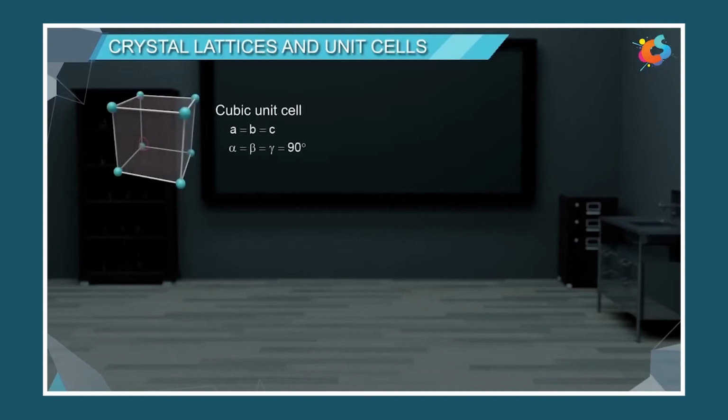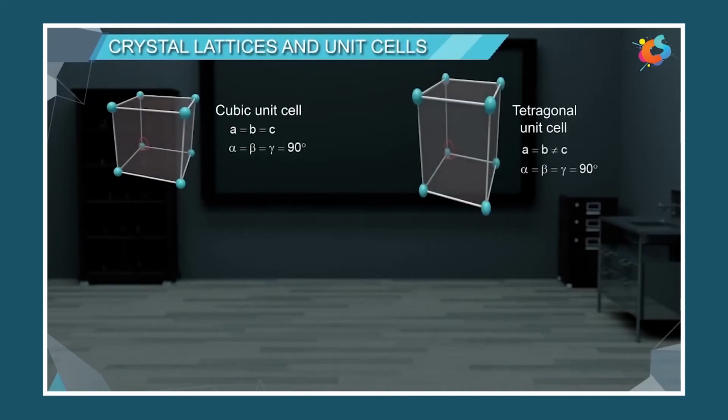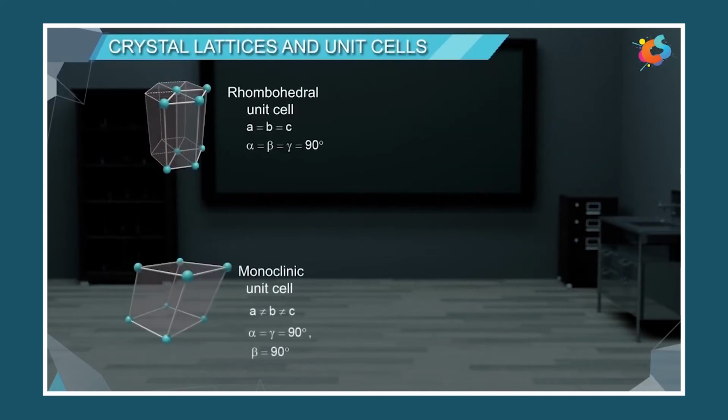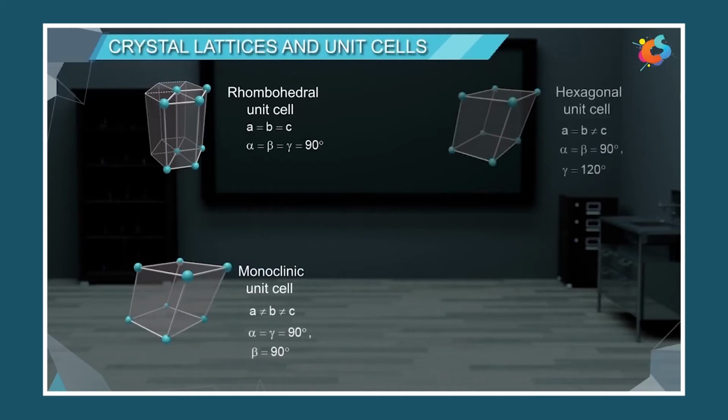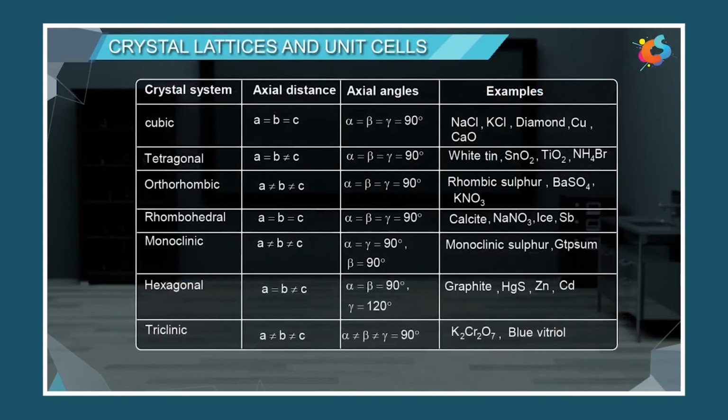There are 7 possible combinations of a, b, c and alpha, beta and gamma for forming 7 types of unit cells. These are also called crystal systems. There are the cubic unit cell, tetragonal unit cell, orthorhombic unit cell, monoclinic unit cell, triclinic unit cell, hexagonal unit cell and trigonal or rhombohedral unit cell. Dear students, please memorize these characteristic properties as they are a very important topic for your competitive exam.